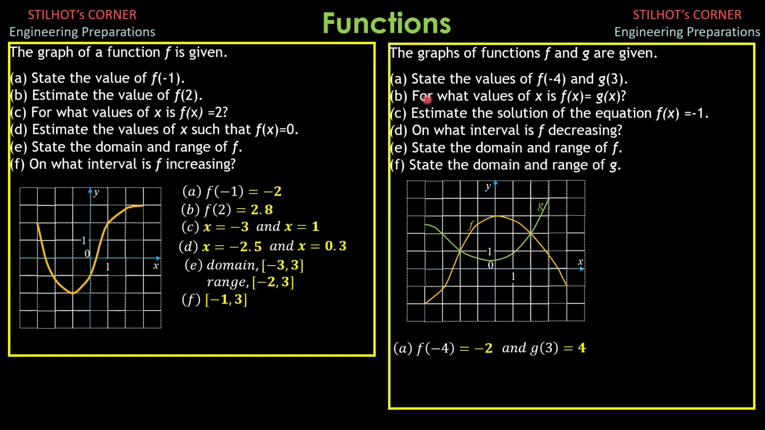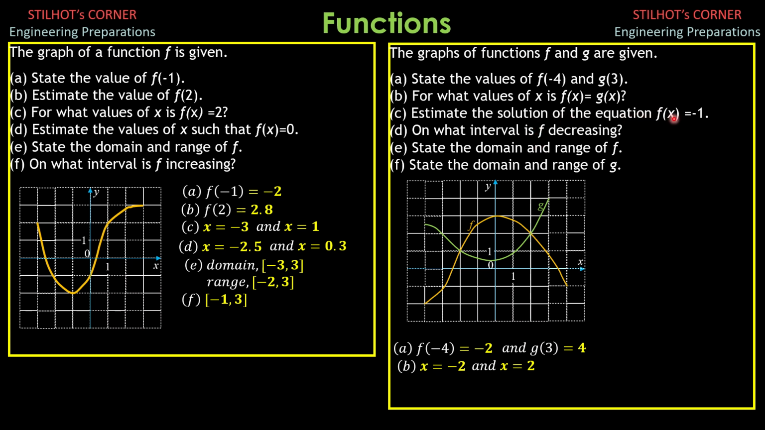Then for part B, for what values of x is f of x equal to g of x? Those are the values of x for which the graphs of the two functions intersect. And it is here and here. The value of x here is -2, and the value of x here is +2. So for B, x is -2 and x is +2.